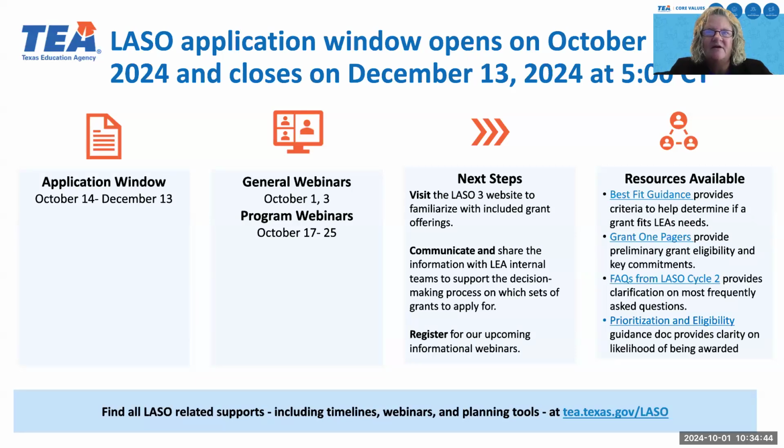And so, in summary, the resources that are available and also linked on our LASO 3 website are the best fit guidance document, the grant one-pagers, the FAQs from LASO Cycle 2, and the eligibility and prioritization guidance doc. Remember that our LASO 3 website is a one-stop shop for all information for LASO 3. So anything that is new and changing will be noted there. We do have the countdown, but we'll also add a box with new links as you need them. For instance, the PDF of the application will be attached there. The retake link request will be added there on the date of the grant opening.